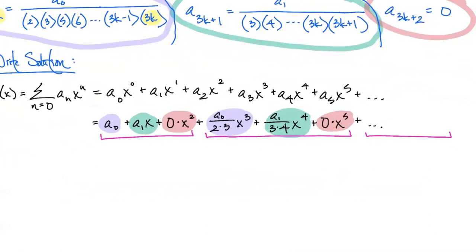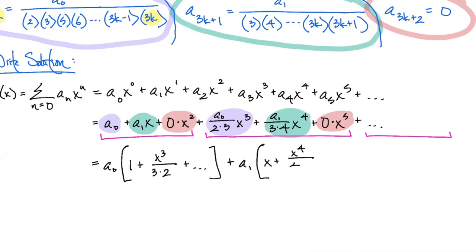So let's group our like terms. We've got a sub 0. Once I factor that out, I'm going to get 1 plus x cubed over 3 times 2 plus, it's going to keep going, plus my green terms will be a sub 1. When I factor that out, I'll get x plus x to the 4th over 4 times 3 plus, and it'll keep going. And technically, I have a whole bunch that are plus 0.